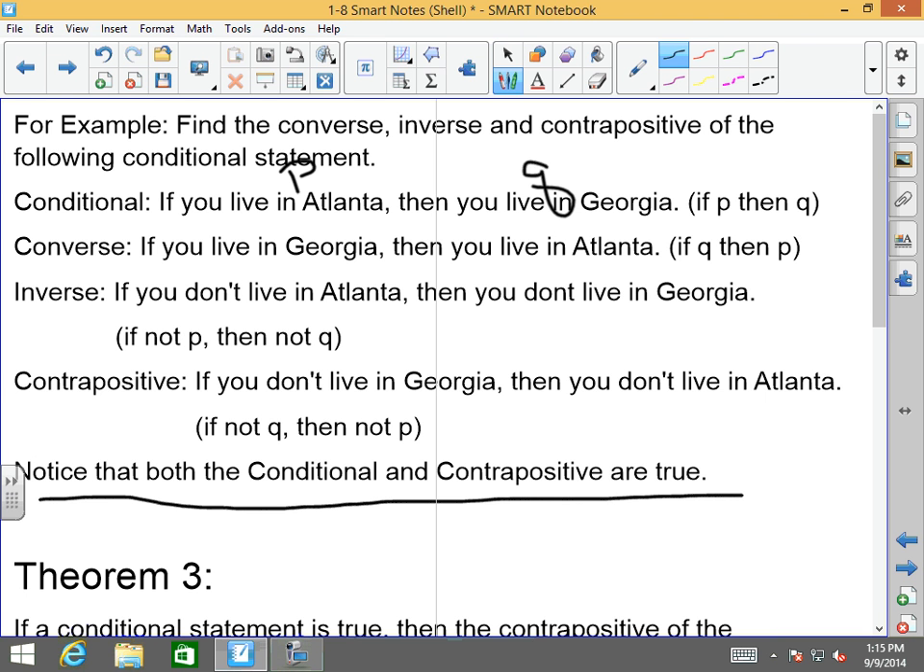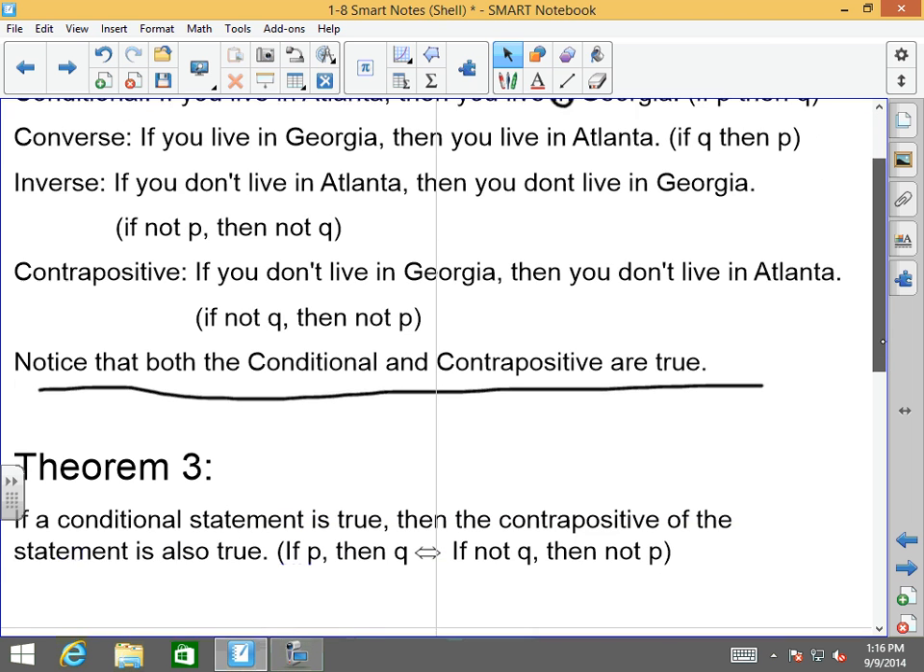Notice that both the conditional and contrapositive are true. If the conditional is true, the contrapositive will always be true. But it's not the other way around. No. If the conditional is true, the contrapositive will always be true. Okay? But if I give you the contrapositive, and I guess if you work backwards, you'd get to a true conditional statement. Does that make sense, guys? Promise? I know this is all foreign, but it makes sense?